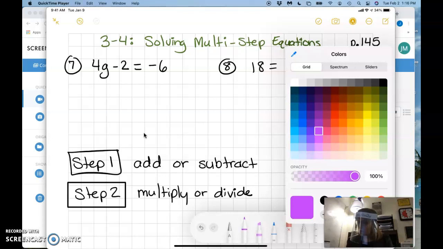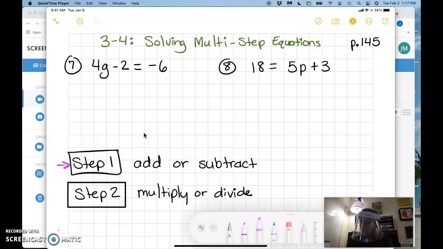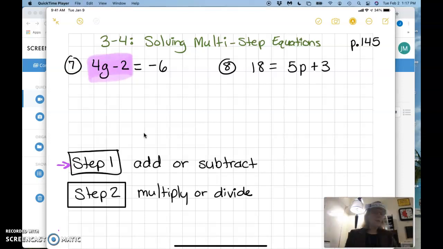Let's take a look. On number 7, I have to remember that step 1 is add or subtract first. So again, I'm going to look at what's happening to the variable, and I'm going to see if there's any addition or subtraction. Is there? What is it? Subtracting 2. So I'm going to do the opposite. That's right. So I'm going to add 2. Whatever I do to one side, you have to do to the other.